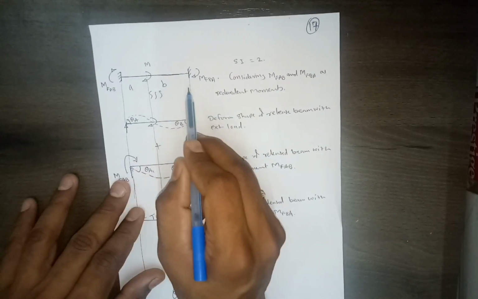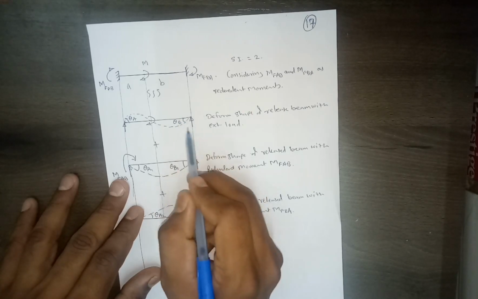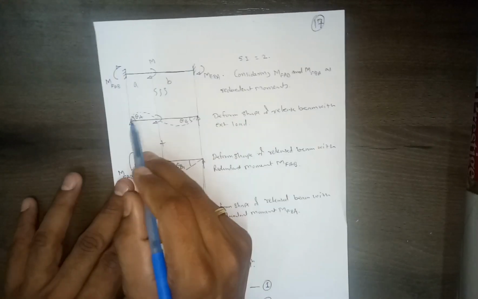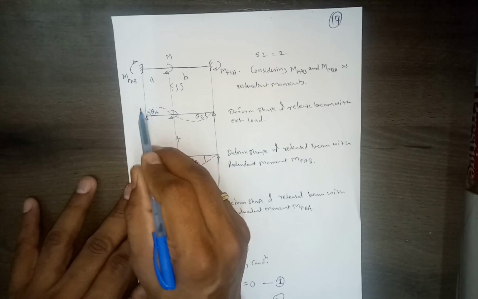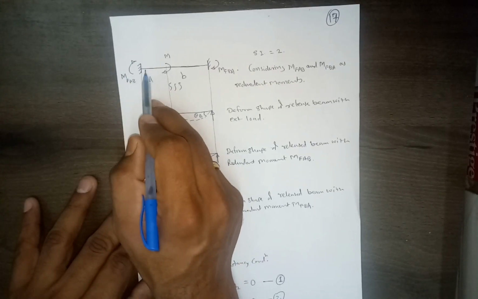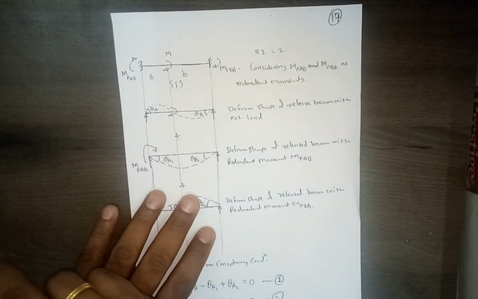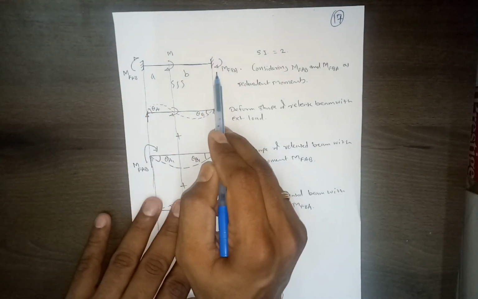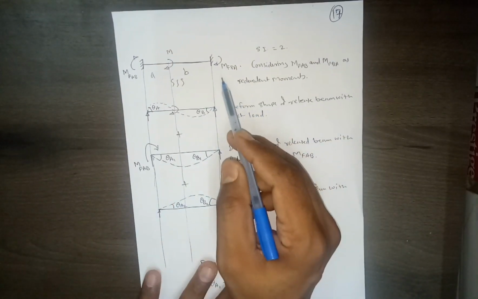Since this end is trying to rotate in counterclockwise direction, this moment will be in clockwise direction, whereas this end is also trying to rotate counterclockwise, so this moment will develop in clockwise direction. So this is the only change from what we have done previously, and since now the directions are changed, we need to be careful in calculation.